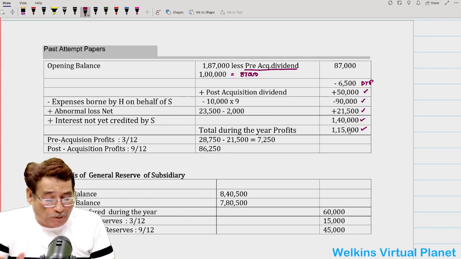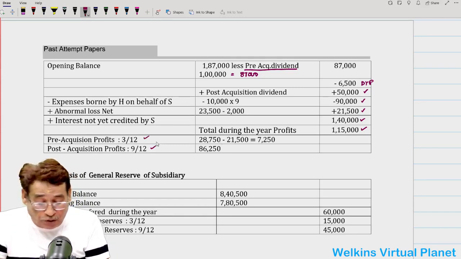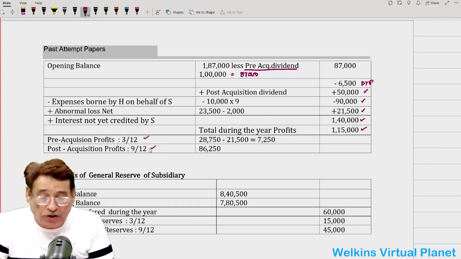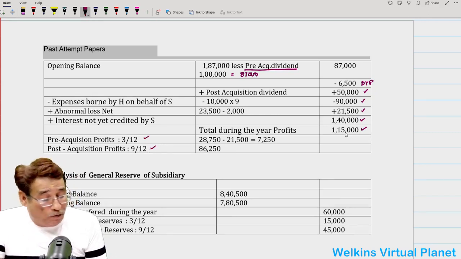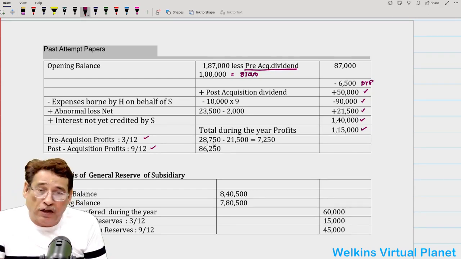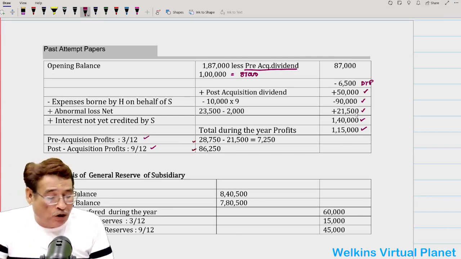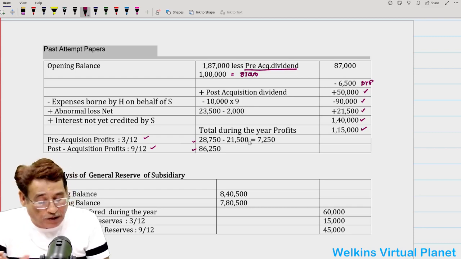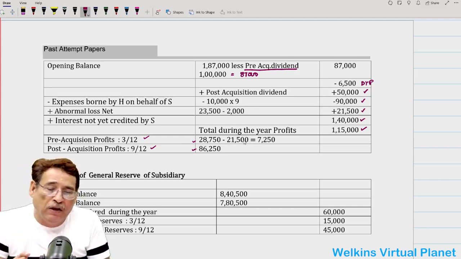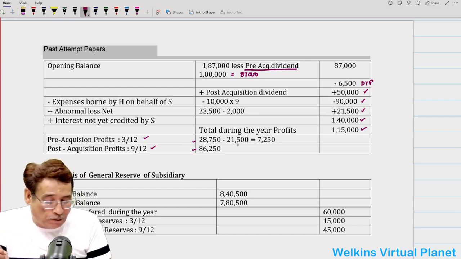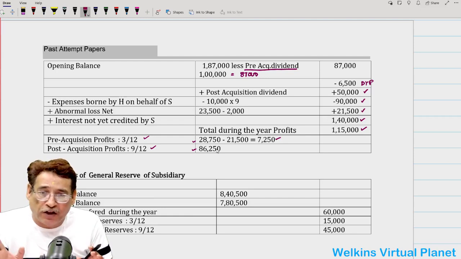This total during the year profit will be divided in pre-acquisition period and post-acquisition period. Now, pre-acquisition period is 3 months and post-acquisition period is 9 by 12. So, 1,15,000 into 3 by 12 will be equal to 28,750 and 1,15,000 into 9 by 12 will be equal to 86,250. Now, I also told you just a moment ago that abnormal loss, first of all, is added to during the year profit. Then it will be subtracted from that period in which abnormal loss has taken place. Since abnormal loss has taken place in the month of June, that means in the pre-acquisition period. So from pre-acquisition profit, abnormal loss will be now subtracted. So pre-acquisition profit will be treated as 7,250 and post-acquisition profit will be treated as 86,250. Is it clear to you?